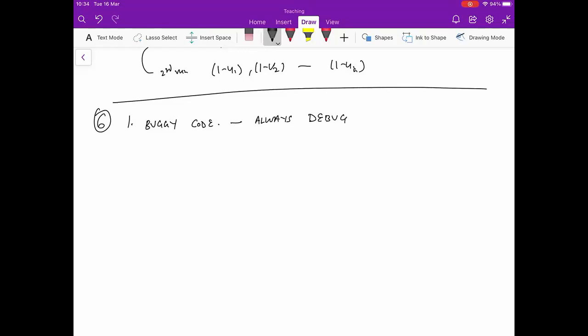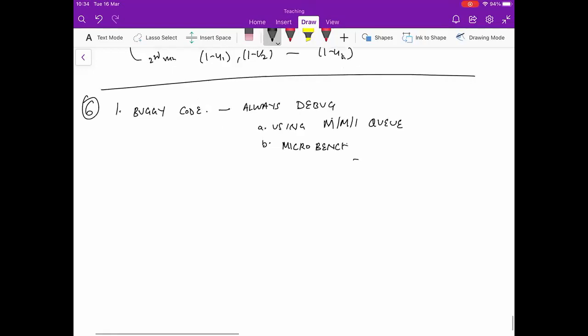Actually, you can do it in two steps. First, one is using an M/M/1 queue. And then the second thing is using what's called a micro benchmark. And in a micro benchmark, you know what the result is going to be. You know exactly what the output is going to look like because it's trivial, right?